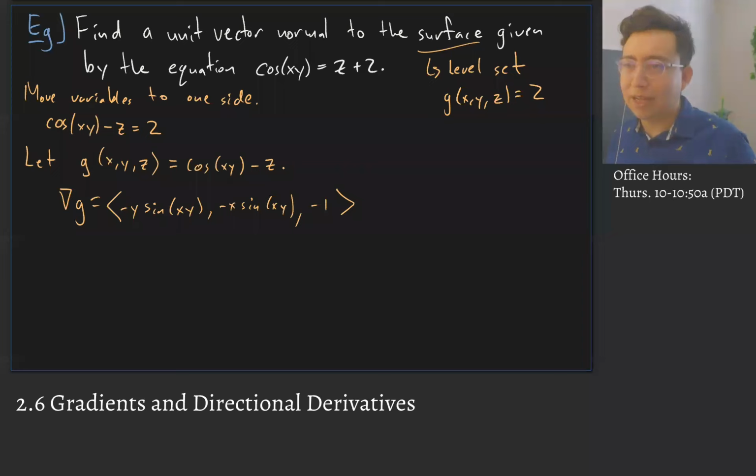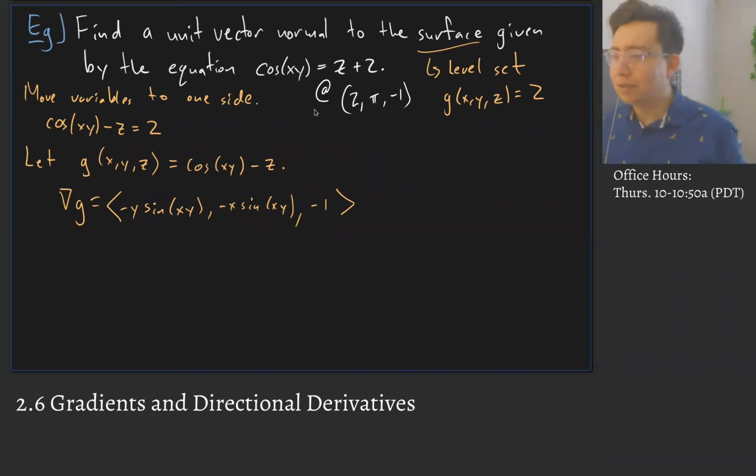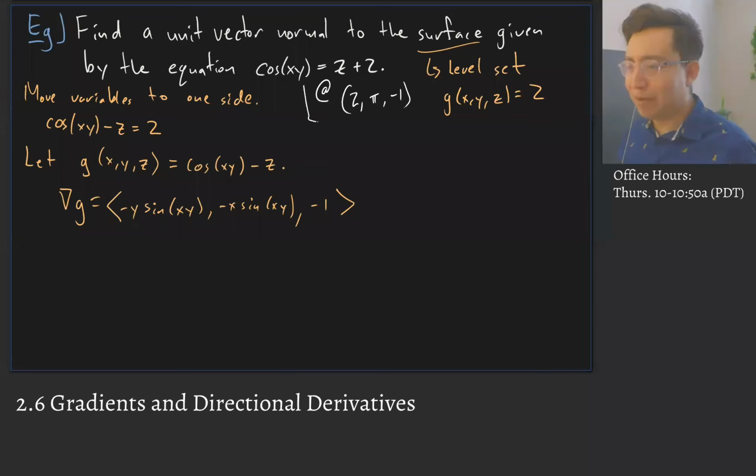So maybe I'll come in and add, at 2, pi, and -1. This should have been part of the problem. It wasn't, but that was my bad from writing the problem. But imagine this was part of the problem.